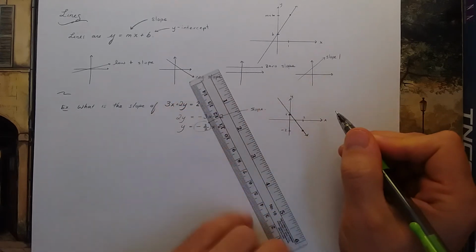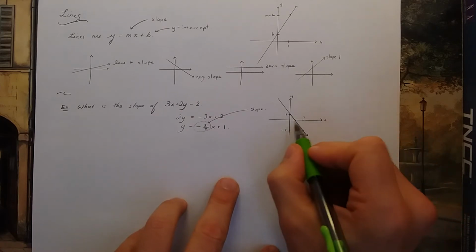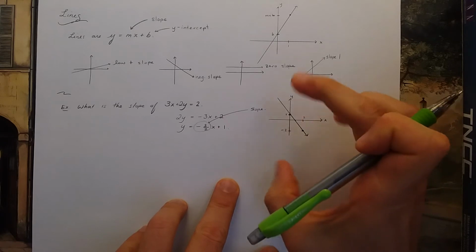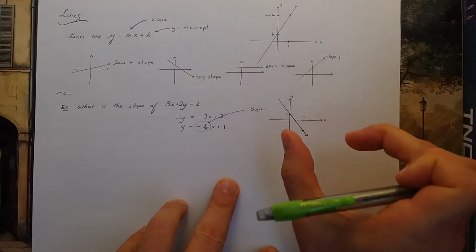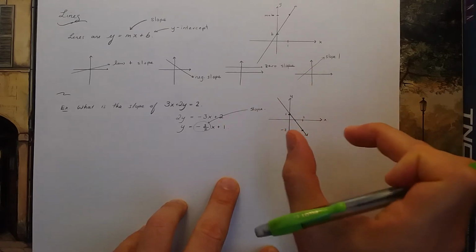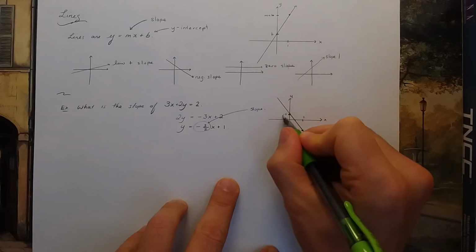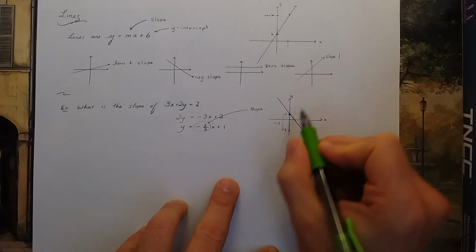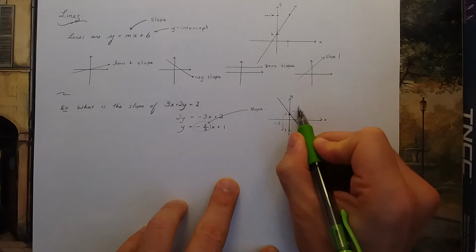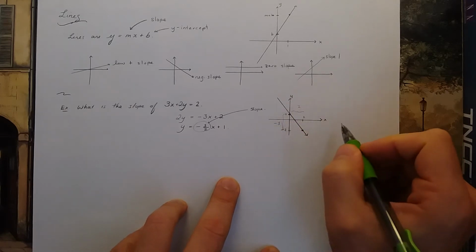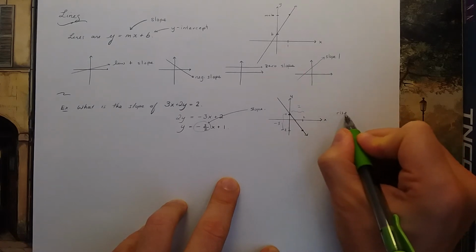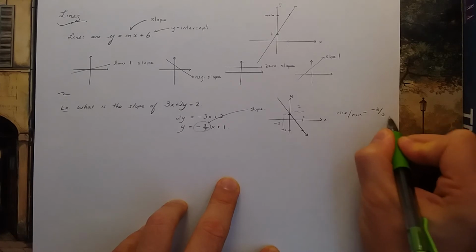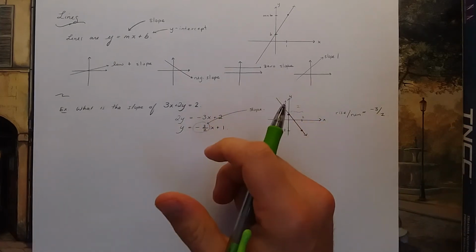You can calculate slope using rise over run, meaning you measure how much the function rises or falls over how far it travels horizontally. So in this case, it drops 3 steps over the span of 2 steps horizontally. So rise over run is negative 3 over 2. Another way to calculate slope from the graph of the equation.